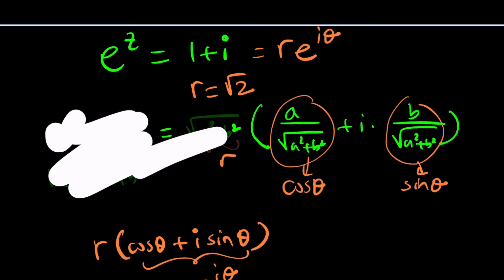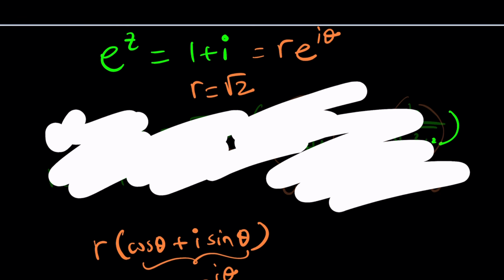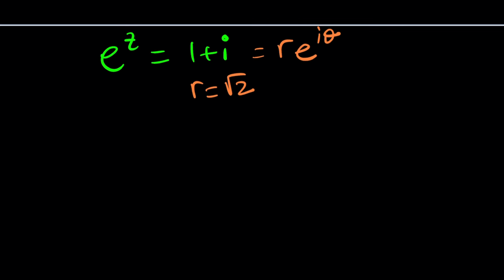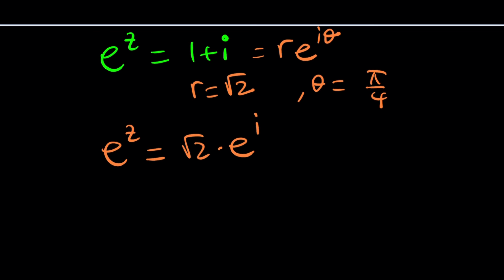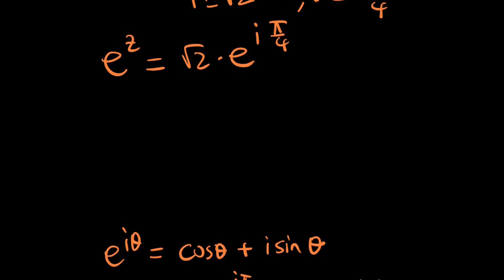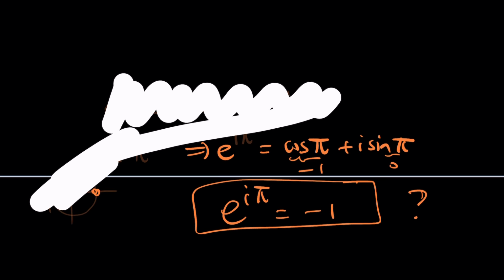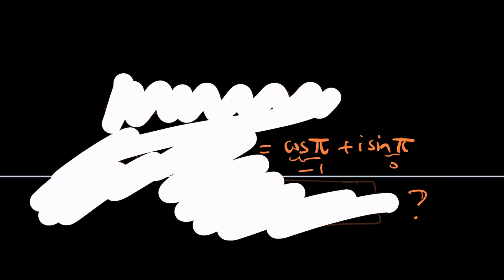And then we're going to go ahead and do this. We're going to split it up into this. We need the θ, and we know that θ is π over 4, right? So now e^z is going to be root 2 times e to the power i times π over 4. But here's the problem. π over 4 is only one of the arguments, because this number, and any complex number basically, with the exception of 0, has an argument that can be expressed in infinitely many ways.